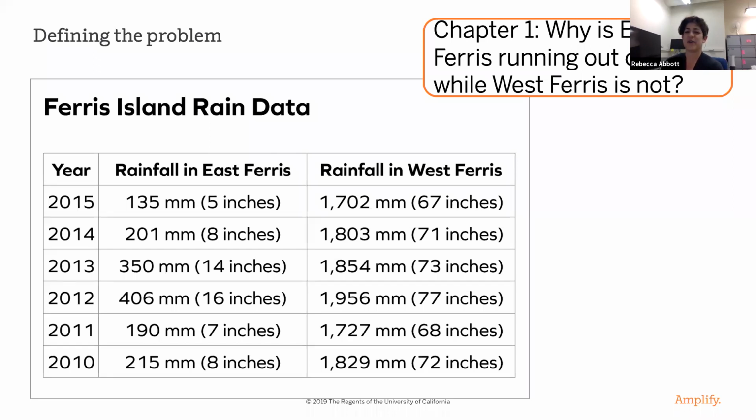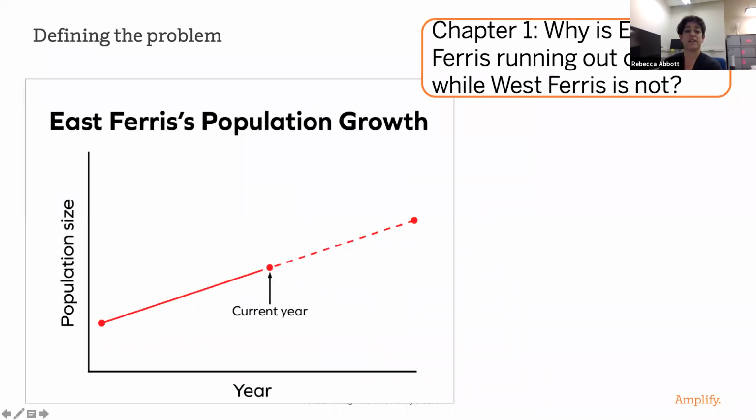Okay, so the question is, if there's no drought or it stops raining, which I know we here in California are experiencing, then why is there less water? So let's take a look here at what else is happening. East Ferris, we look at this population graph. So they go on to synthesize this information and also notice that the population on the island is increasing. And we ask students, well, why would that matter for water usage?